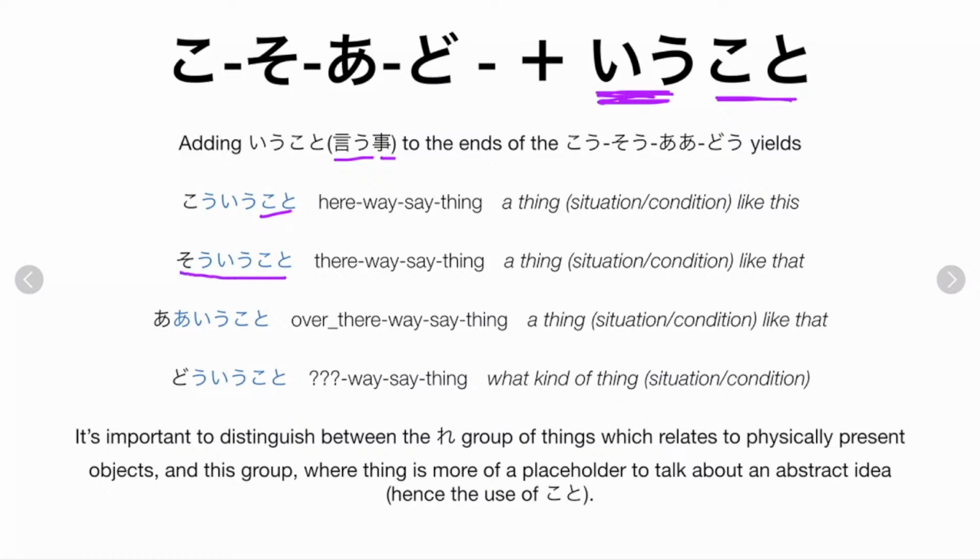For soyu koto, ayu koto, thing like that, way over there. And then doyu koto is what kind of thing, okay? These are abstract stuff. So this is not the kore, sore, are, dore, which are a thing, this thing, that thing, where they're concrete stuff. Koyu koto, soyu koto, these are abstract ideas, which is why you have koto in them.